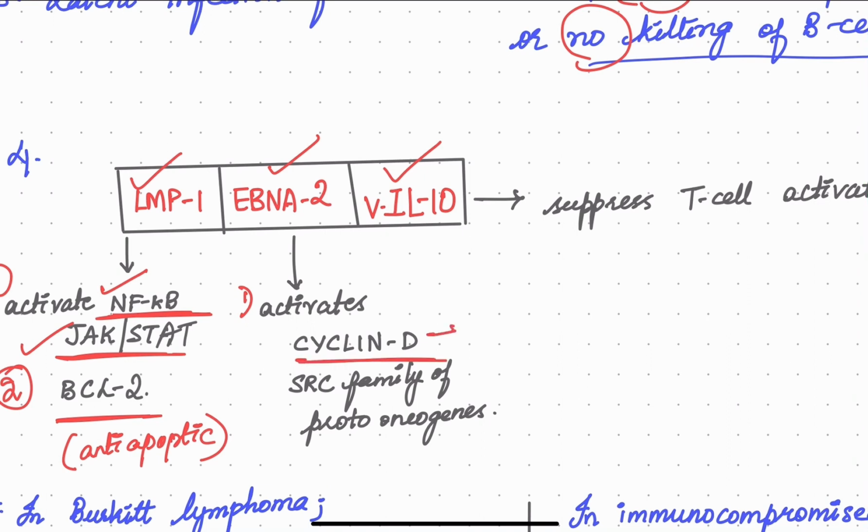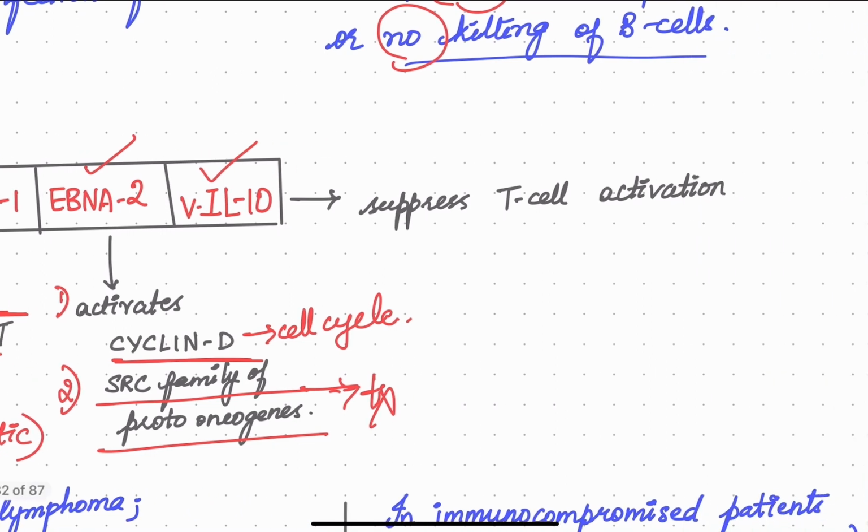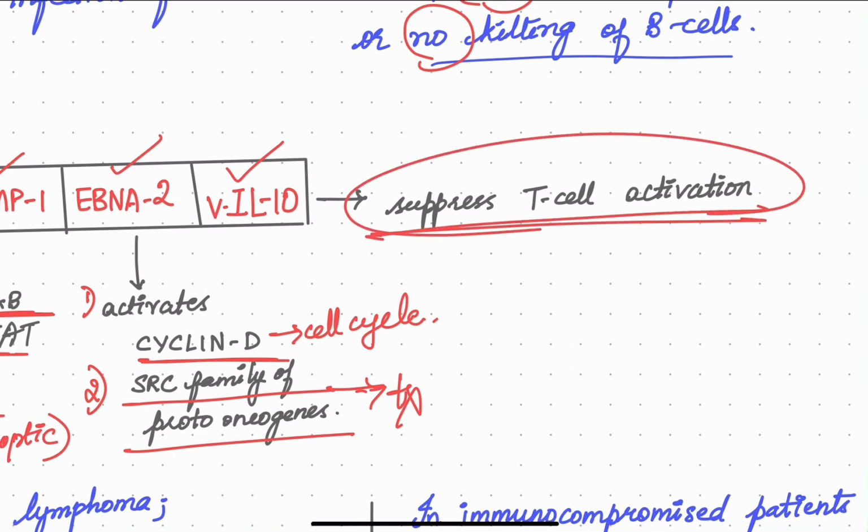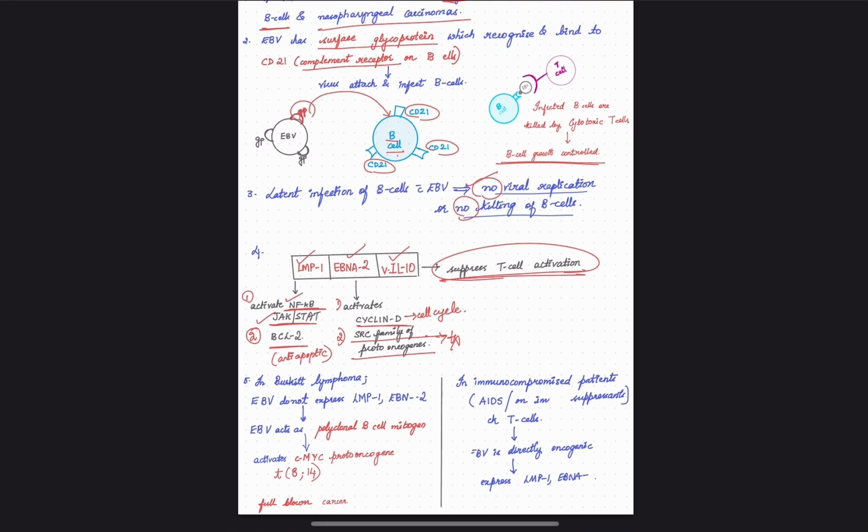Cyclin D is necessary for the cell cycle. And they also activate the SRC family of proto-oncogenes. SRC is a family of tyrosine kinases which are proto-oncogenes. Ultimately, they are involved in tumor. And viral interleukin 10, interleukin 10 is anti-inflammatory. They suppress T cell activation. T cells are not activated.